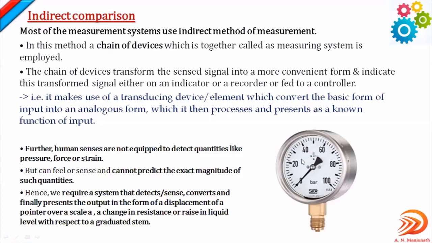So a system is required which can detect or sense, which can convert, and finally presents the output in the form of displacement, some pointer moving on a scale. That is what the Bourdon tube pressure gauge does. That is what indirect comparison is about. It consists of a chain of devices. It does not depend directly on the human factor.